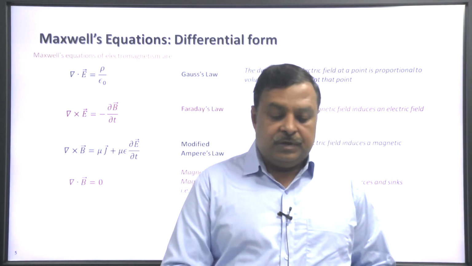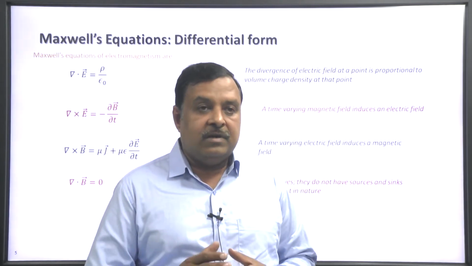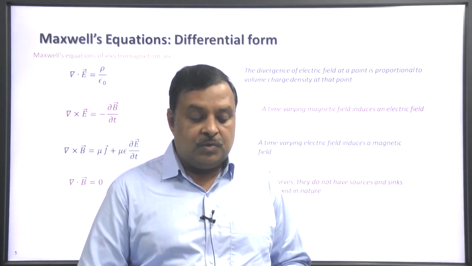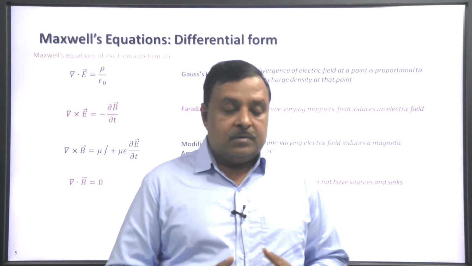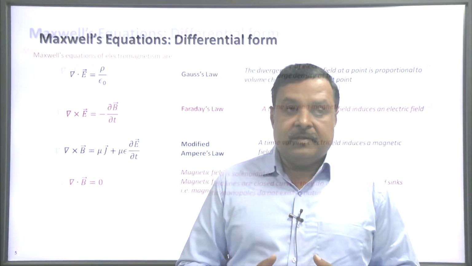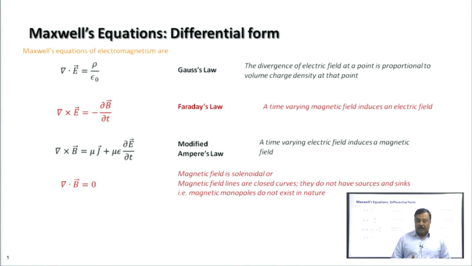The fourth equation is del dot B equal to 0, divergence of magnetic field B is always 0. What does this represent? Magnetic field is solenoidal. Solenoidal means magnetic field lines are closed curves, they do not have sources and sinks. It means free magnetic poles do not exist in nature. Now, these equations we will understand in integral form.